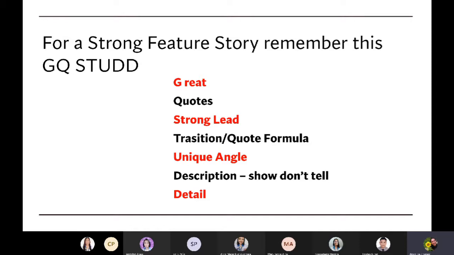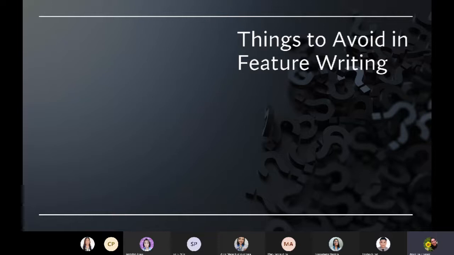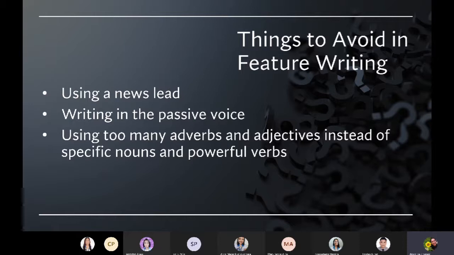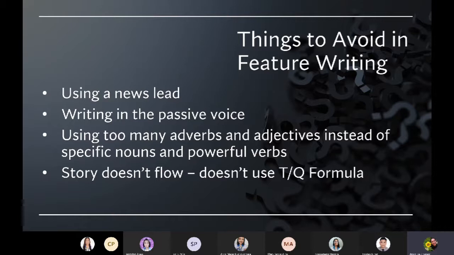Okay? So that's it for our feature story. What are the things to avoid? Newslead. Do not use a newslead, of course, in terms of feature writing. It's too boring. Writing in a passive voice, even in news writing, we have to avoid that. Too many adverbs and adjectives. You have to show, don't tell. And then, story doesn't flow, doesn't use the TQ formula.